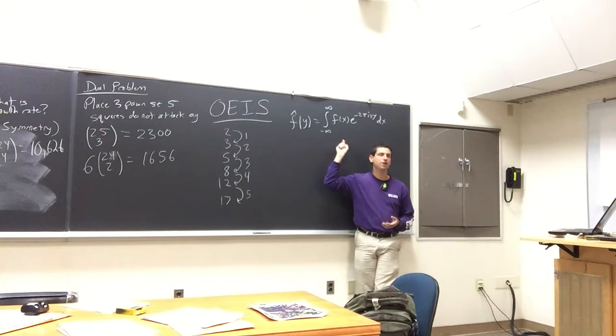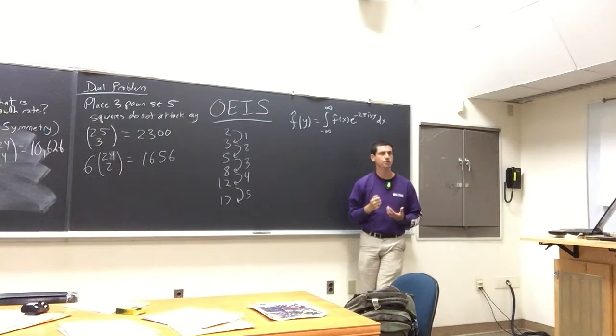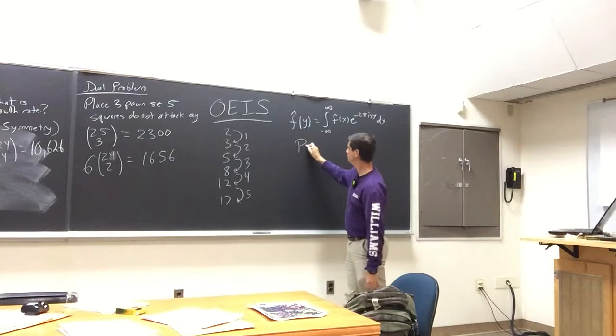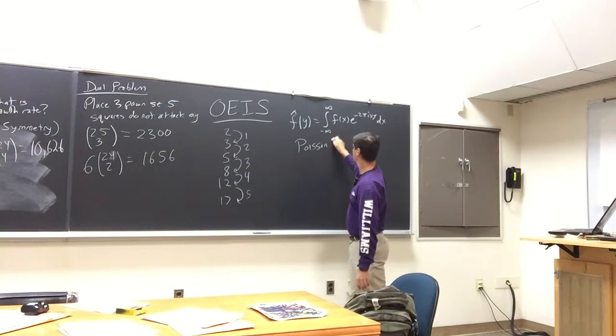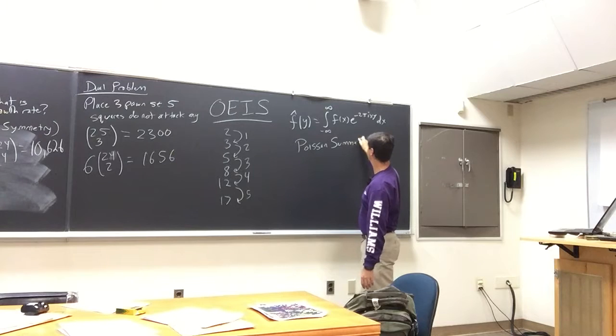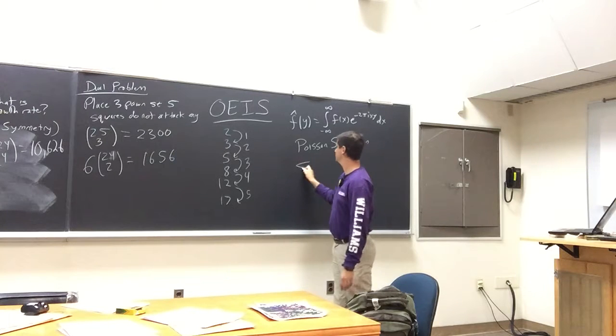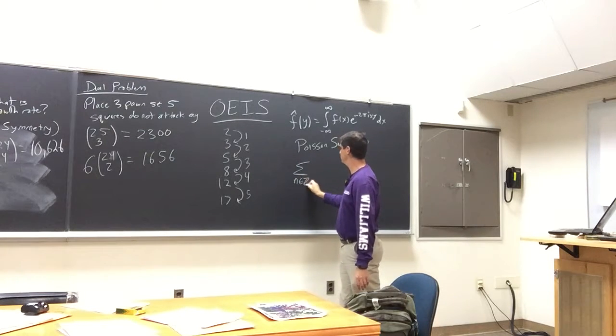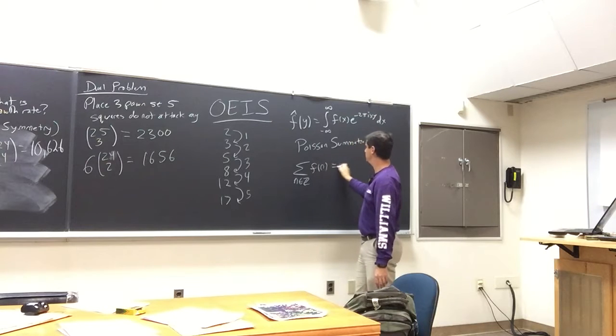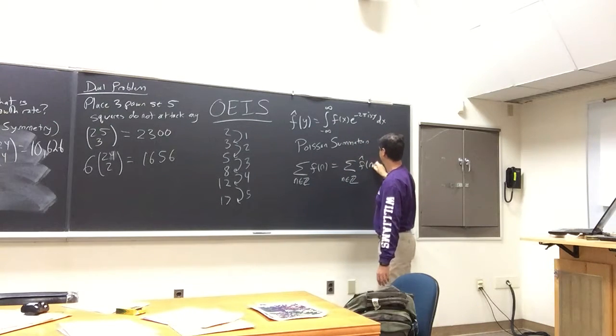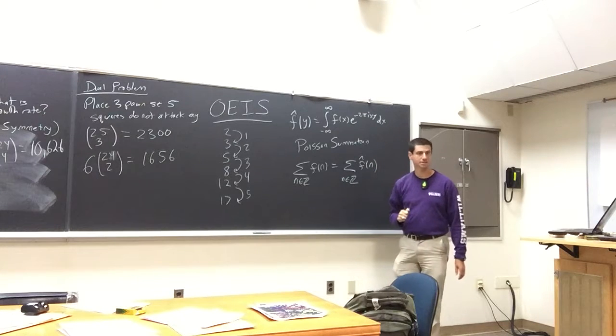The reason this is the right way is because of a formula I love to use, Poisson summation. And what this says, and I think I've given you a homework problem on this, is the sum of n through the integers of f of n is equal to the sum of n in the integers of f hat of n, if my function f is nice.